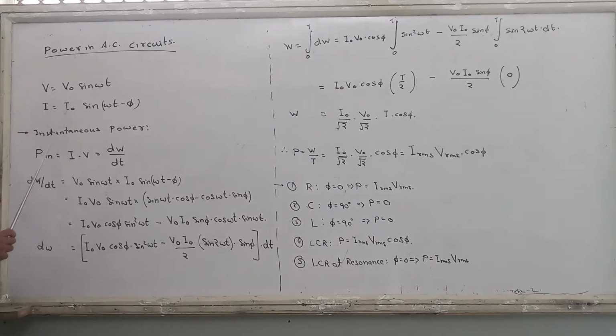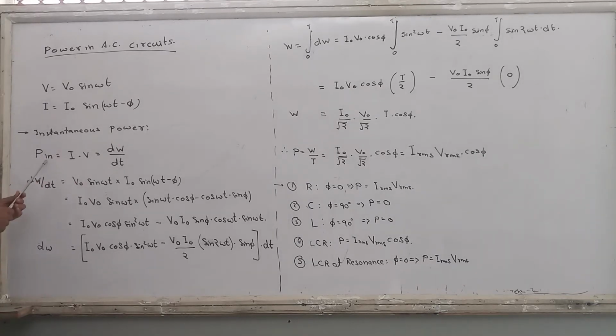But because currents and voltages are time dependent, we cannot find the power directly. We have to take the shelter of calculus. तो calculus के basis पे हमें यहाँ पे power find करनी है. Okay, so first we find the instantaneous power and then by integrating instantaneous power we will find the average power.